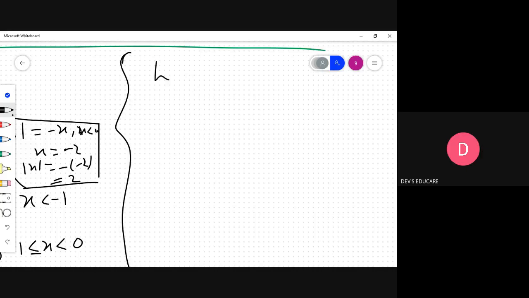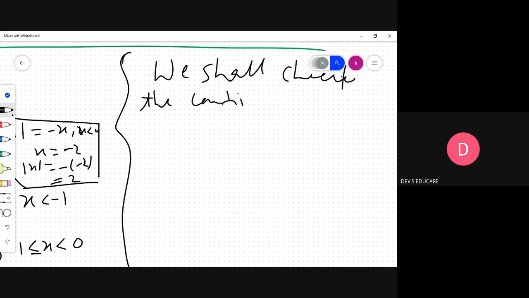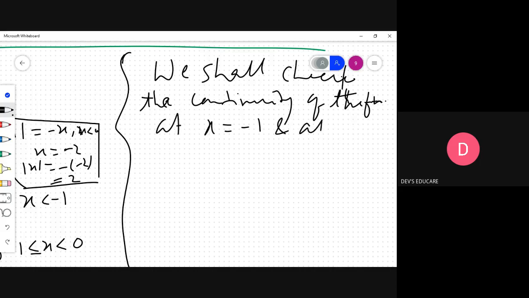We shall check the continuity of the function. You need to do this question once again at home. Otherwise, you will not be able to do it in the exam. So you need to practice once again. We shall check the continuity of the function at x equals minus 1 and at x equals 0. These 2 points are critical points where we can check the continuity of the function.